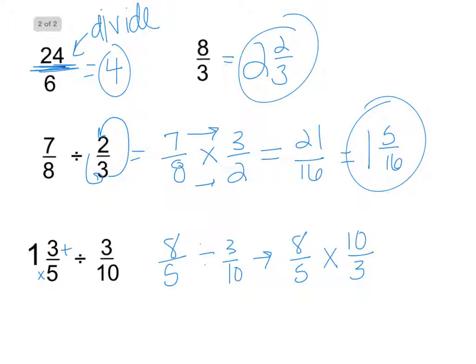Now, some of you might remember, if you get ready to multiply and you see two numbers across from each other that have a common factor, you can reduce first. 5 goes into 5 once, 5 goes into 10 twice. Now multiply. 8 times 2 is 16, 1 times 3 is 3. So 1 3/5 divided by 3/10 is 16/3, or, as a mixed number, 3 goes into 16 5 times with 1 left over. So we could say it's 5 1/3.